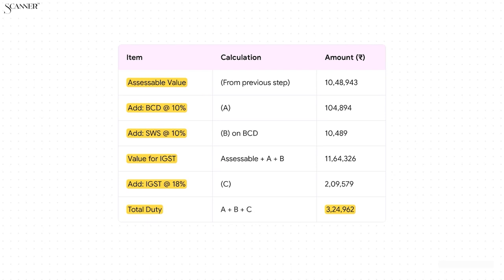We take our assessable value and we add 10% BCD. Then we calculate 10% SWS on that BCD amount. That gives us a new subtotal that we use for the IGST. Finally, we calculate 18% IGST on that grand total. Add up all 3 taxes, A, B, and C, and you get a total duty of 324,962 rupees. And that's it. That's how you go from the product's price to the final import tax bill.